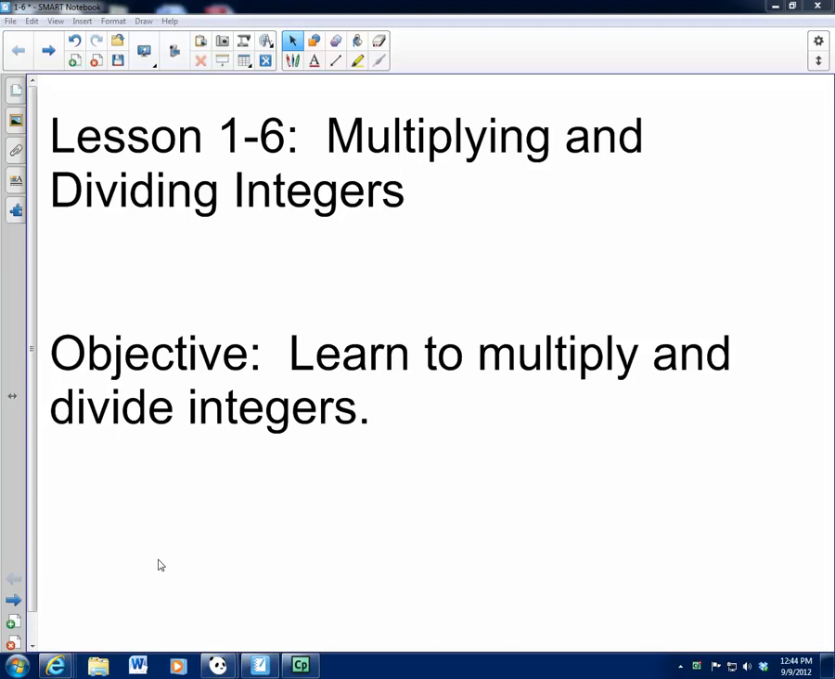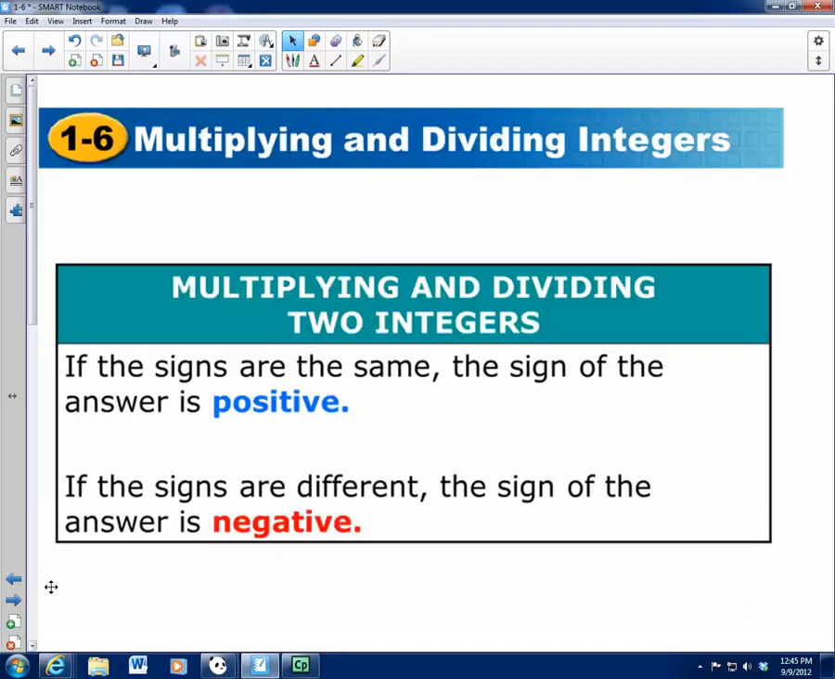Today we're going to be talking about lesson 1-6, multiplying and dividing integers. This is just a continuation of our addition and subtraction of integers that we've been working on for the last few lessons. Although multiplying and dividing integers, I think you're going to find is a little bit easier than the adding and subtracting. All right, let's take a look at our first slide.